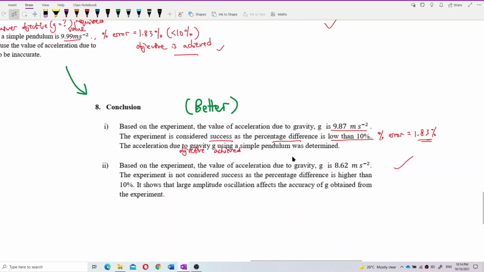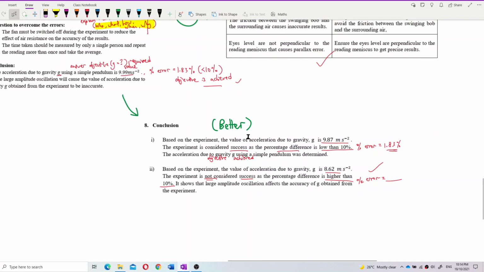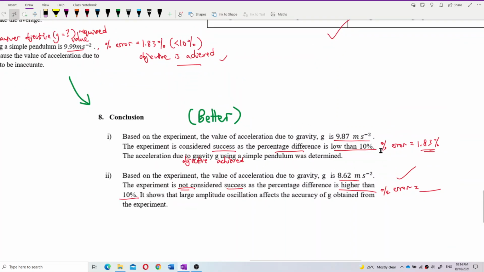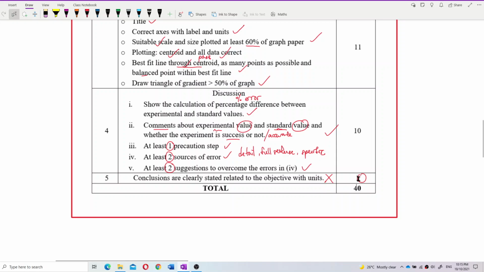This one is better. Maybe the g value is this one, not a success, because the percentage error is higher than 10%. Also must mention what the percentage error is. Okay. So these are better. If you write like this, together with the percentage error lower or higher than 10%, the required value, experimental value, objective achieved or not achieved, then your conclusion will get 1 mark. We'll get that 1 mark.